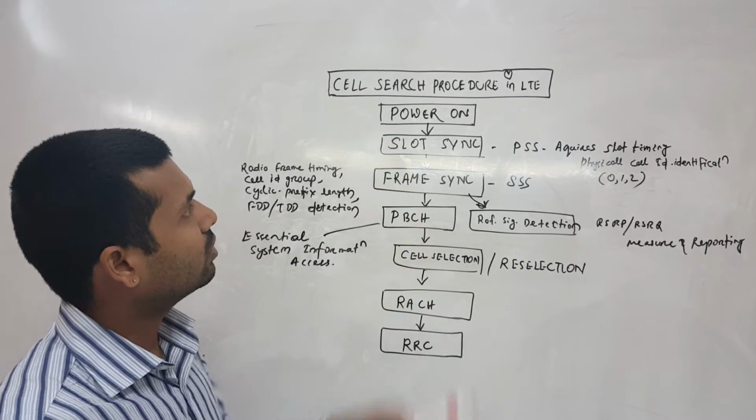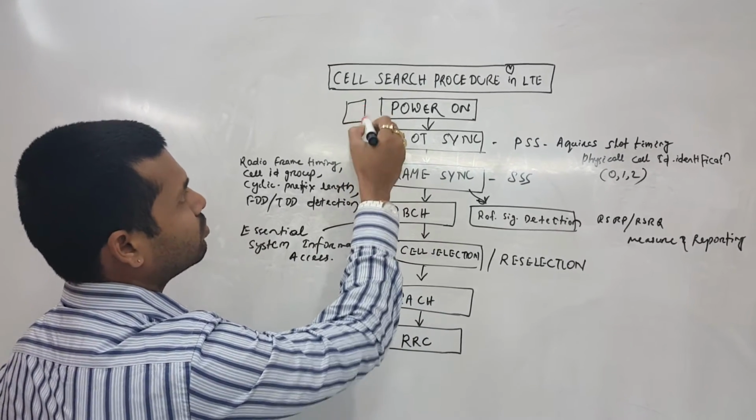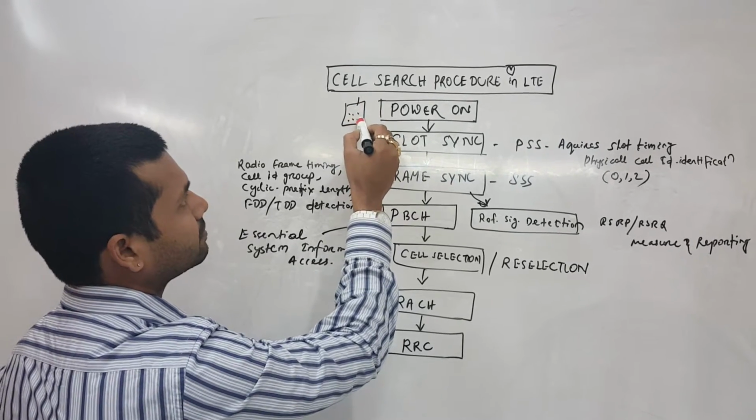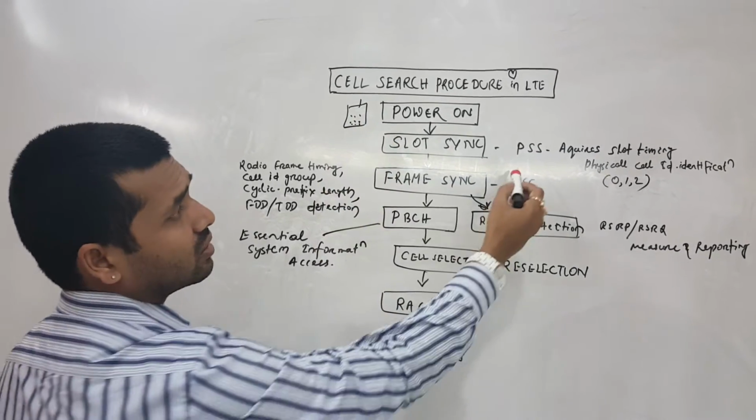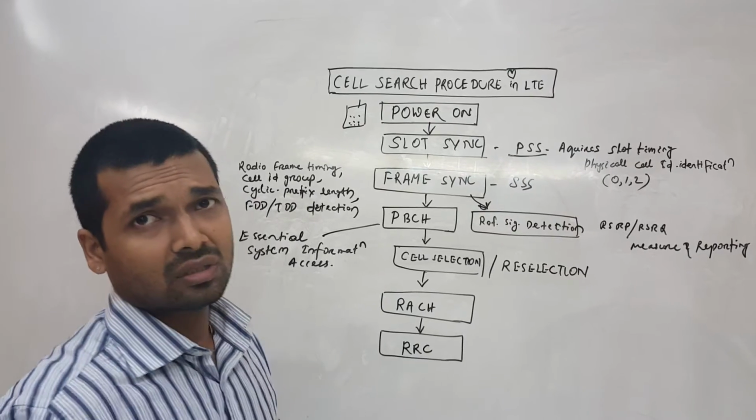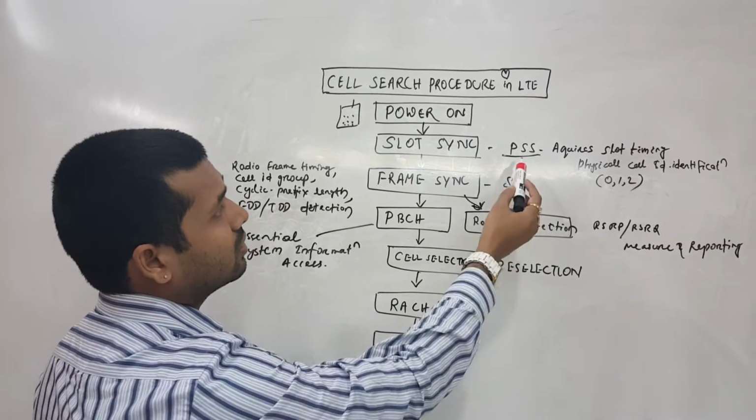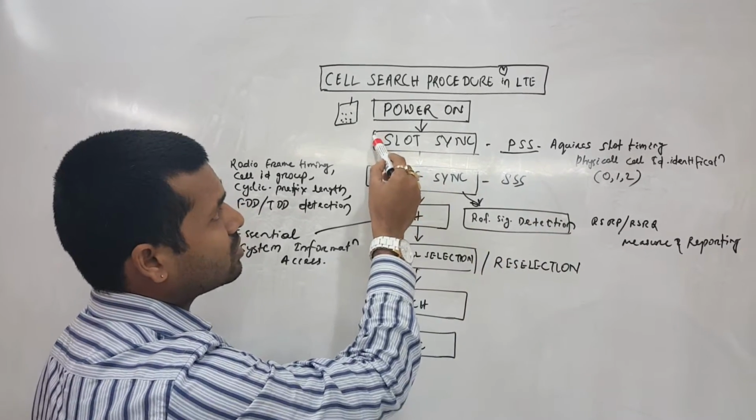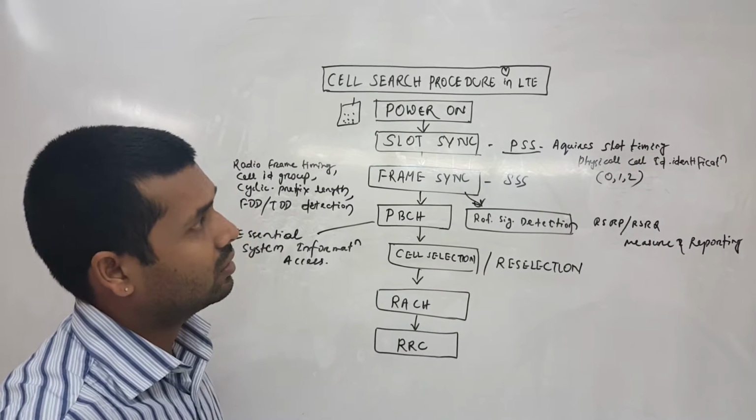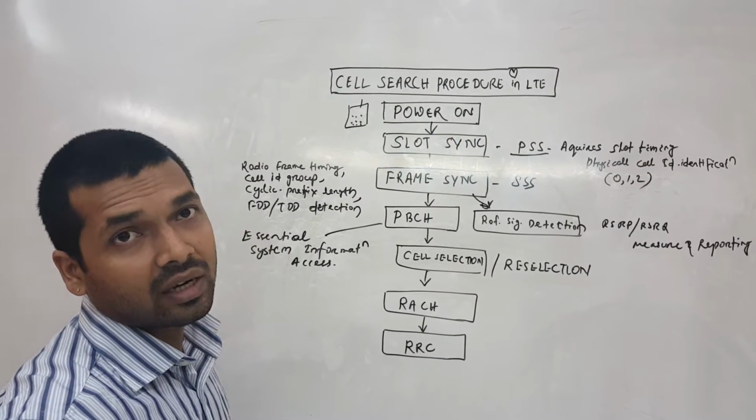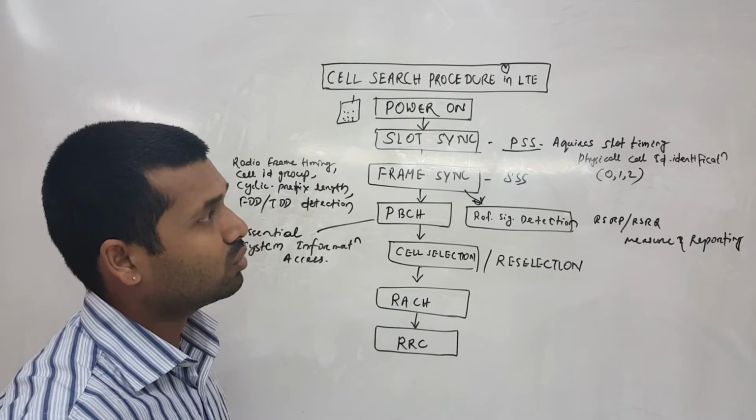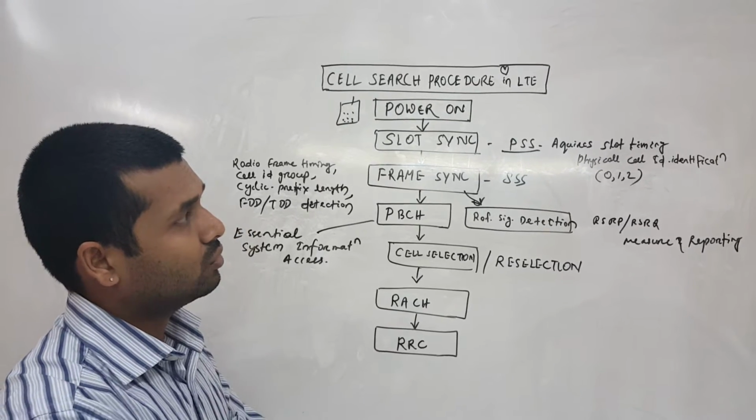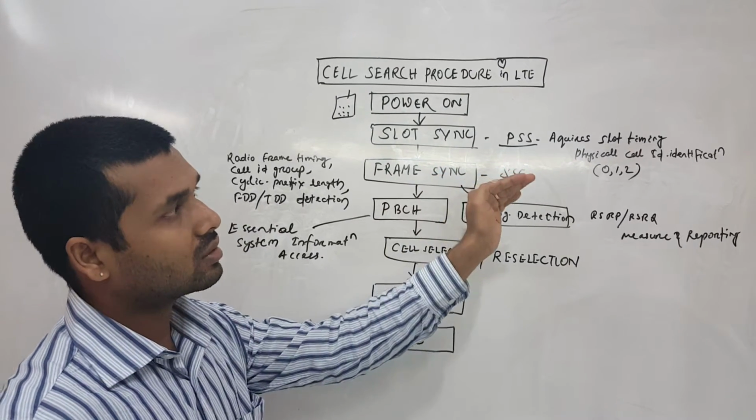When the mobile or the UE is powered on for the first time, it reads the primary synchronization signal and it acquires the slot timing and the physical cell ID, like it is 0, 1, 2 among the 3 IDs. We normally get the slot timings.